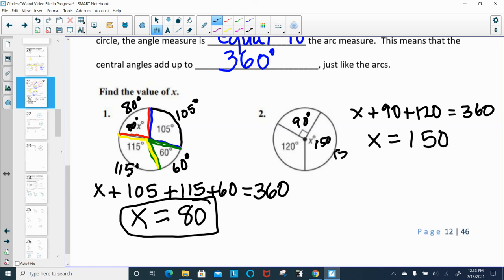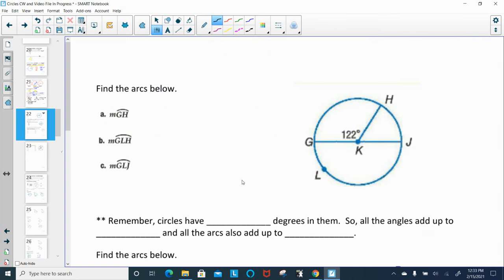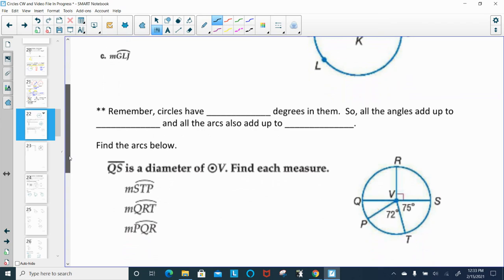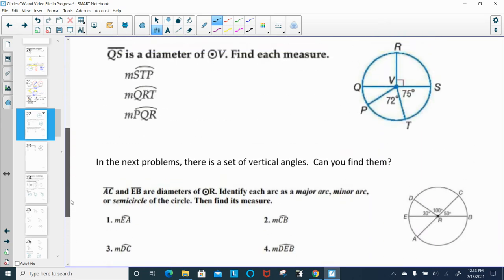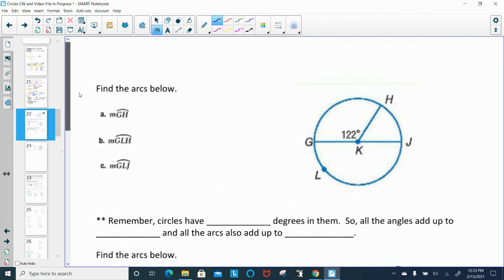And so is its arc. This arc is 90. And this arc is 120. So when we come back, we're going to be on page 13. And I'm going to show you how to find the arcs, which is really easy because they're the same as the angles. And we're going to go back and forth interchangeably between the angles and the arcs, because in this particular scenario, this is the easiest scenario.